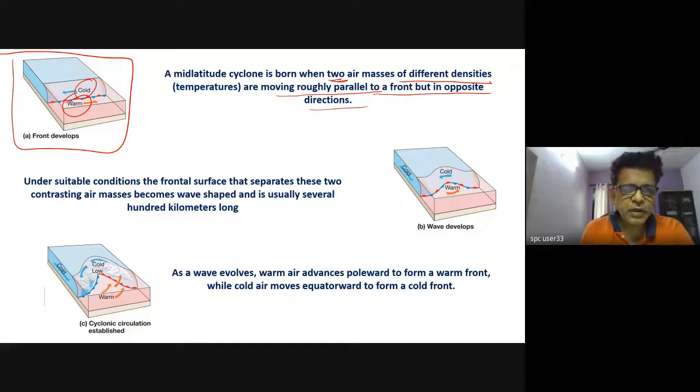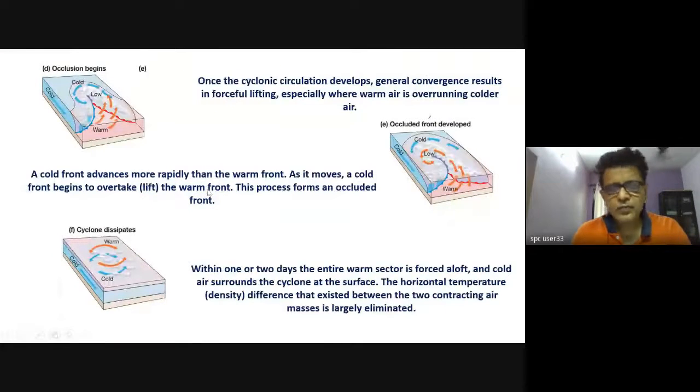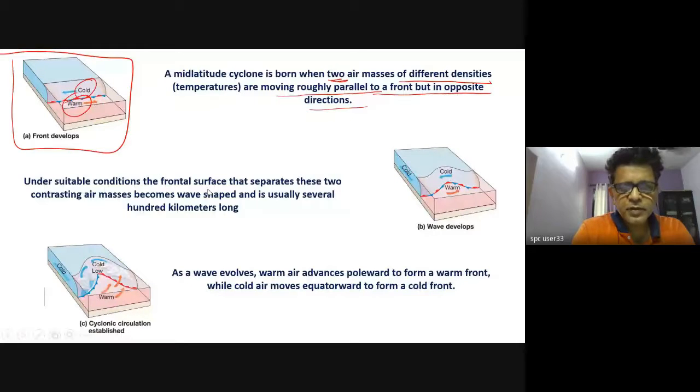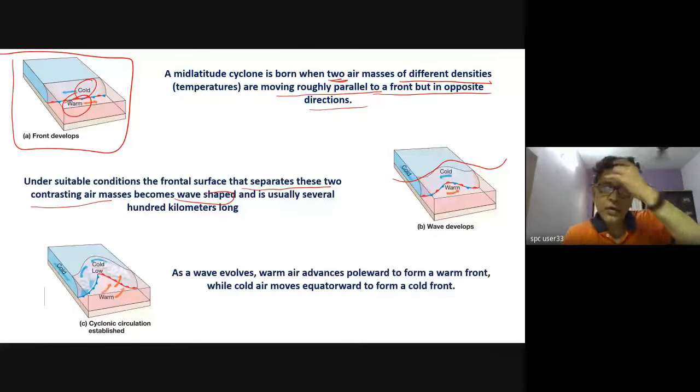After that, what happens? Under suitable conditions, the frontal surface that separates these two contrasting air masses becomes wave shaped. This is the wave you can see here, and it is usually several hundred kilometers long.